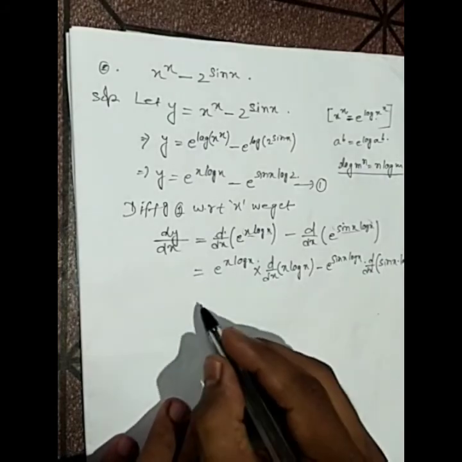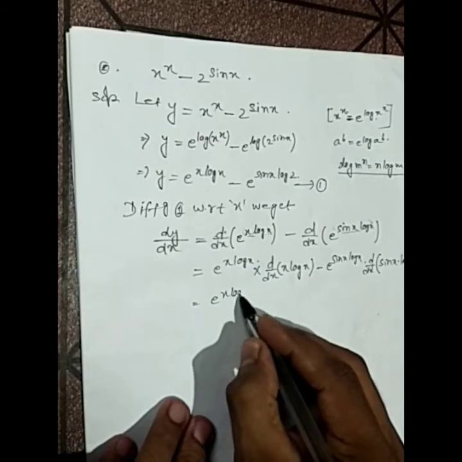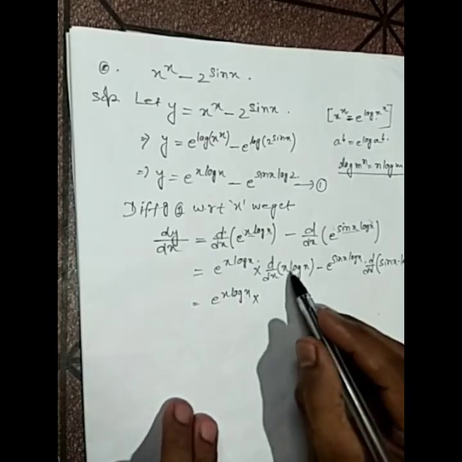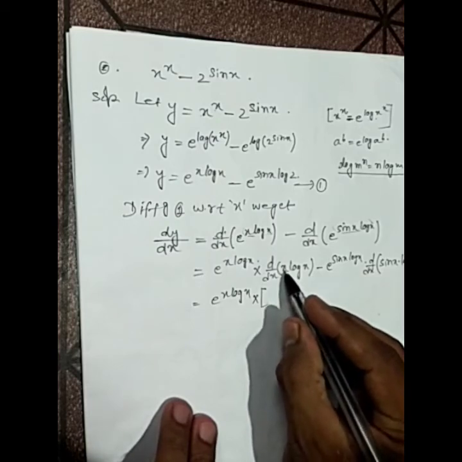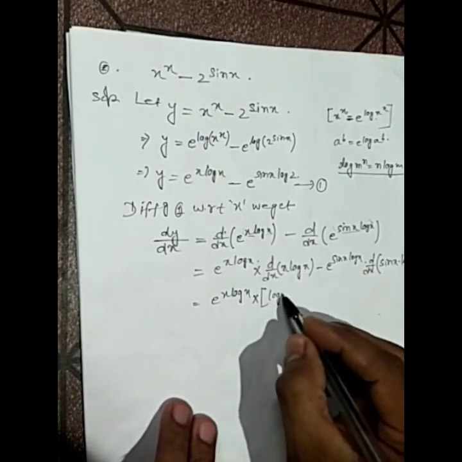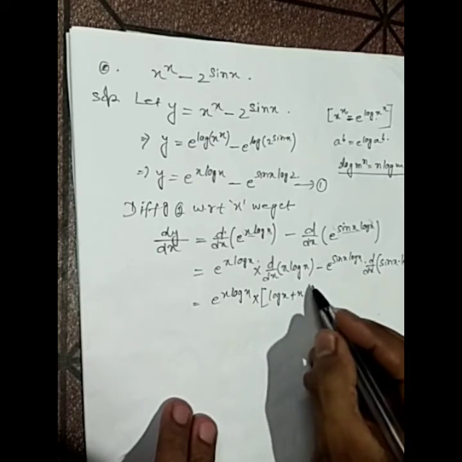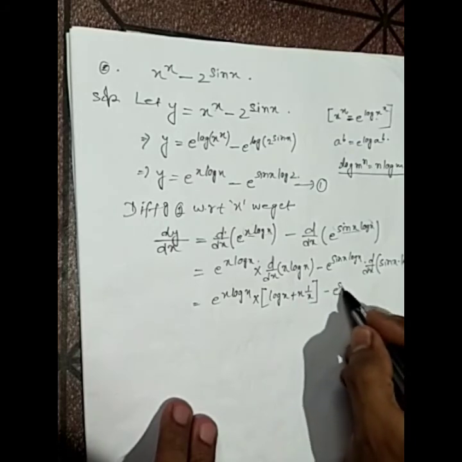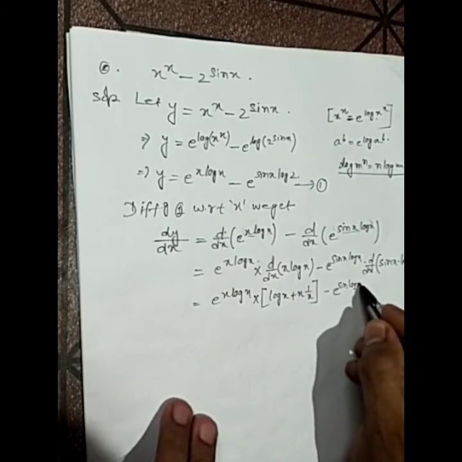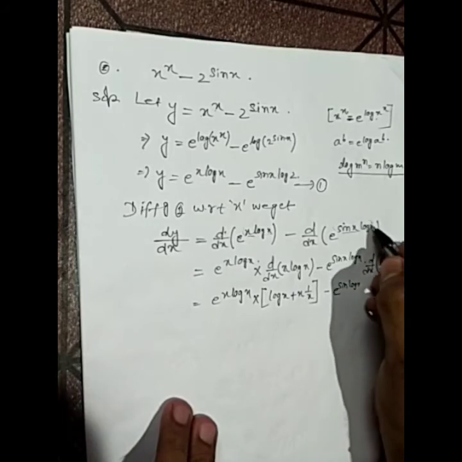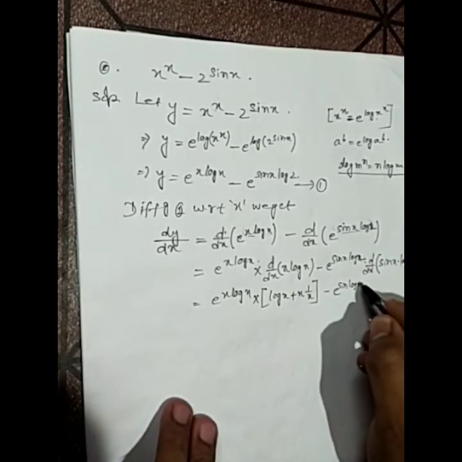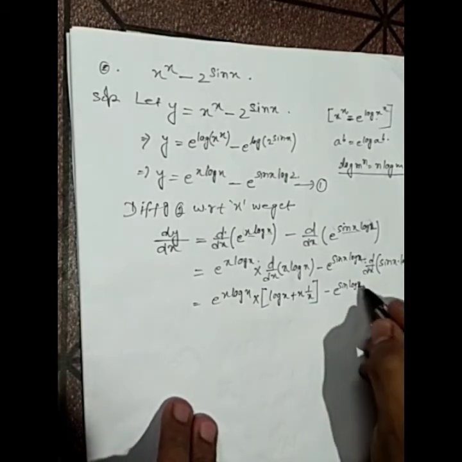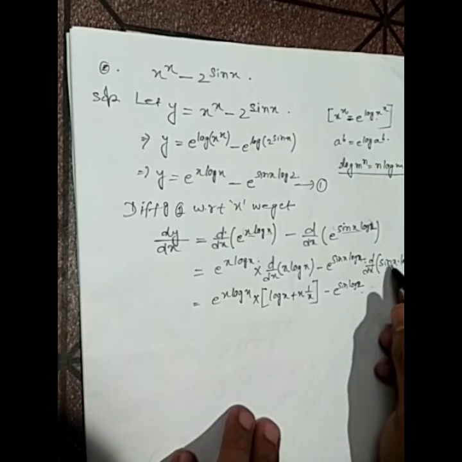Equal e to the power x log x into d/dx of u into v. So what you will get? If I take this as constant, I will get log x, plus if I take x as constant, I will get d/dx of log x means 1/x. Minus e to the power sin x log 2, not log x, this is 2, this is also 2. d/dx of sin x into log 2. Log 2 is constant, so you can bring it outside. So d/dx of sin x means cos x.